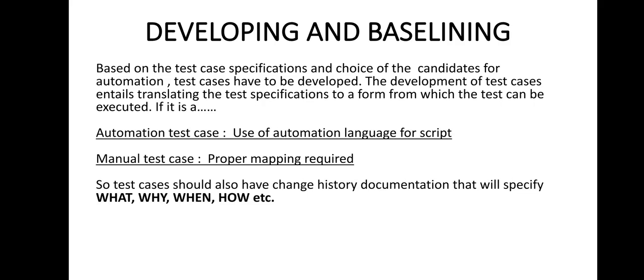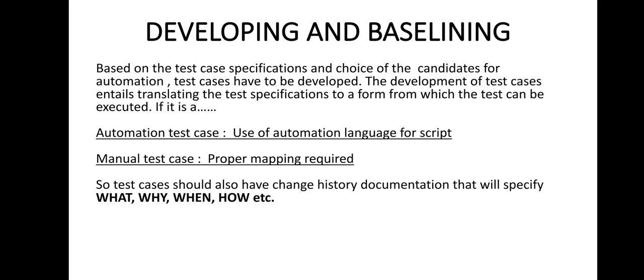The initial discussion was about baselining of the test plan, which will be integrated with the configuration repository, but this is regarding test cases. So we have to identify the automated test cases as well as manual test cases. In case of automated test cases, we have to use the automation language or any script. Basically, here we have to maintain a history, which is known as change history documentation, that will specify what to test, why the change was necessary, who made the change, and when the change was made.